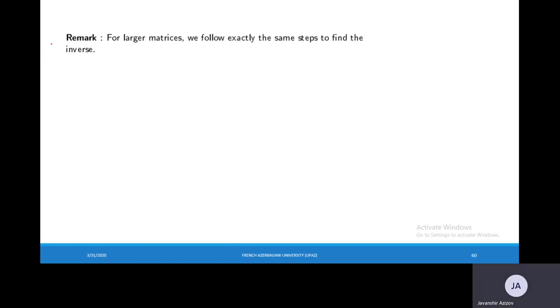We have an important remark here. For larger matrices, we follow exactly the same steps to find the inverse. And I will talk about this method in the lecture on determinants.